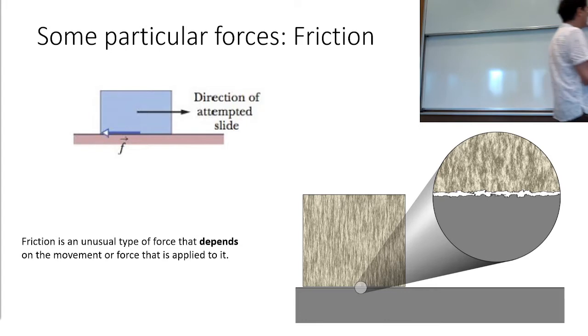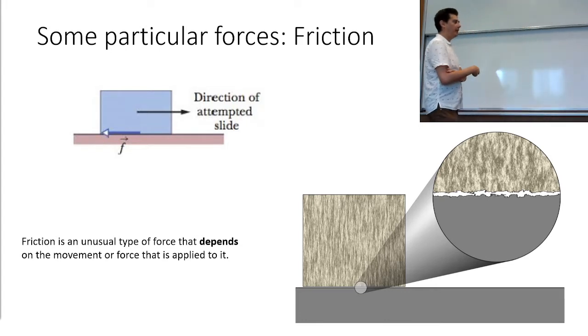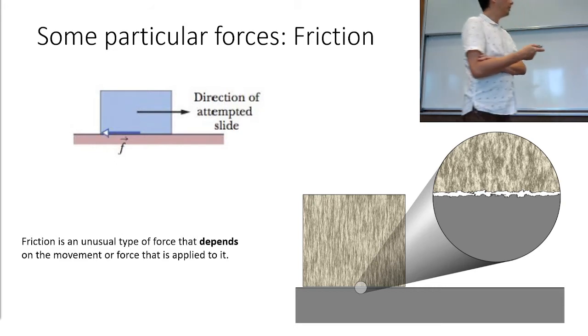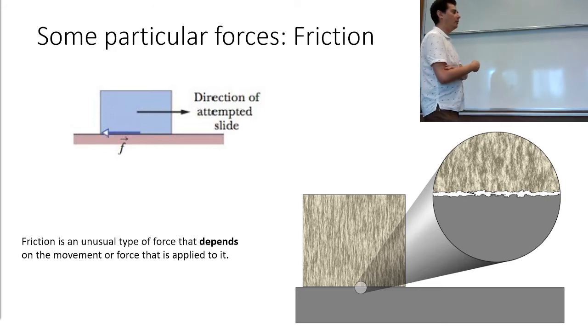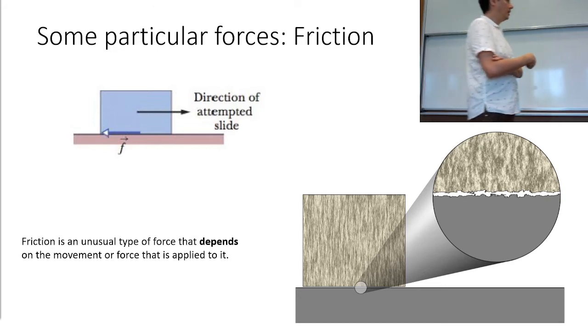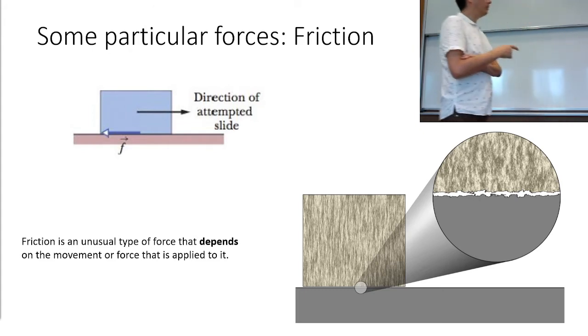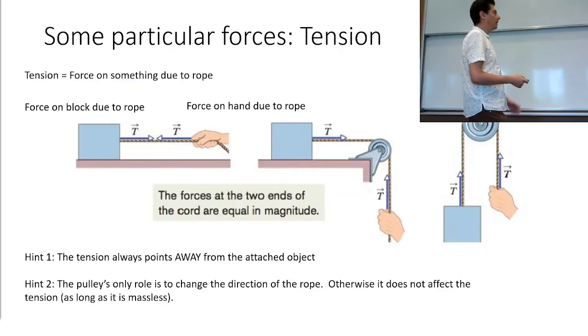Also, we have friction. We'll do more of friction in the next chapter, but for now, we can understand it as a force that depends on the movement of the object and it acts in the opposite direction to where you are attempting the movement. So in this case, if you're sliding the block forwards, then it'll act backwards.